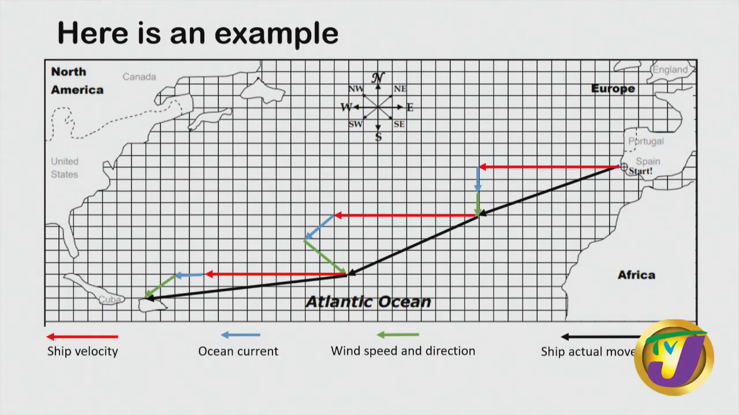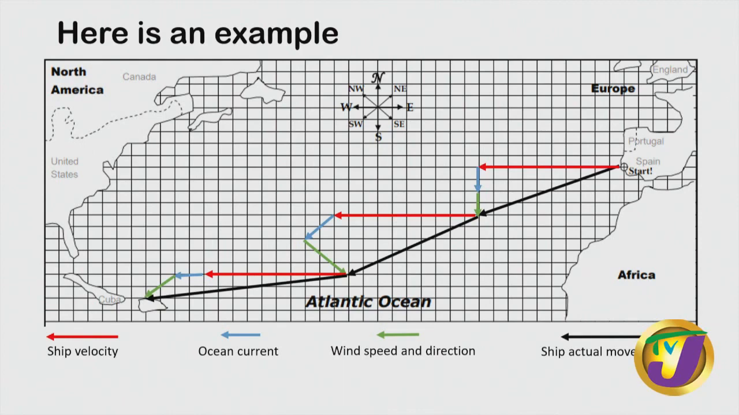So we're seeing here where the red vector is showing the ship's velocity, and that is the path that the ship would take if there weren't any interference from ocean current and wind speed. But as we look at the diagram, we're seeing that blue vector for ocean current and that green vector for wind speed and direction. And so with those affecting the ship velocity, we're seeing that black vector now, which is showing the ship's actual movement.